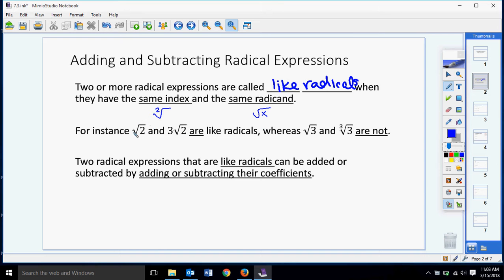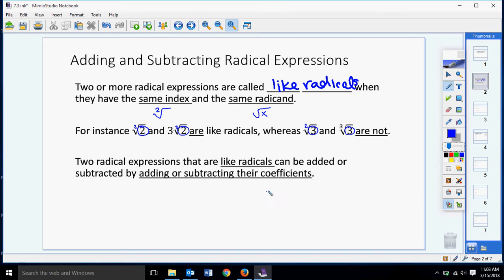So for instance, a square root of 2 and 3 square roots of 2 are like radicals because they have the same index. So when it's not written, that's a 2. And they have the same radicand. It's a 2 underneath. Whereas the square root of 3 and the cube root of 3 are not. While they do have the same radicand of 3, this is a square and this is a cube, so those are not like radicals.